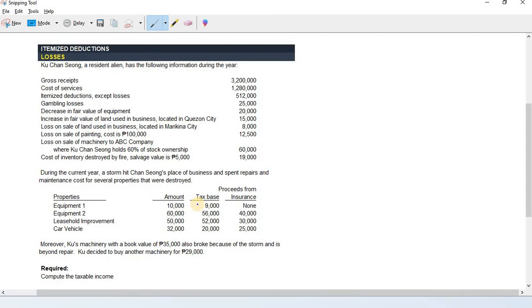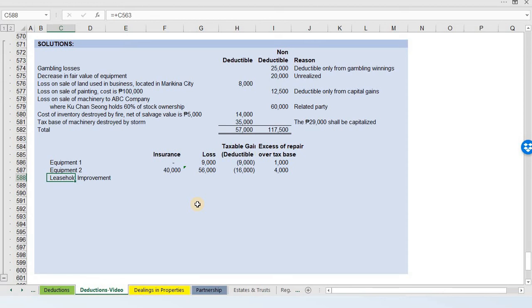For leasehold improvement, we have proceeds from insurance of 30,000 pesos. Then the repair cost is 50,000 pesos, and the tax base is 52,000 pesos. By this time, the loss is the lower between the tax base and the repair cost, which is 50,000 pesos. So the lower is the repair cost.